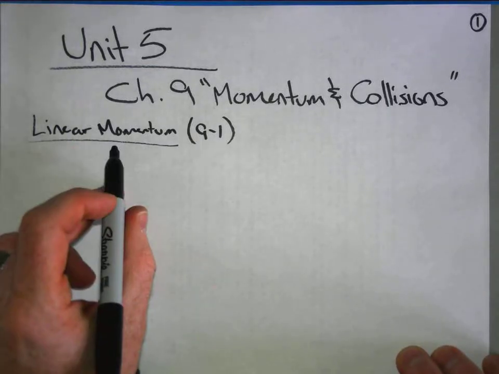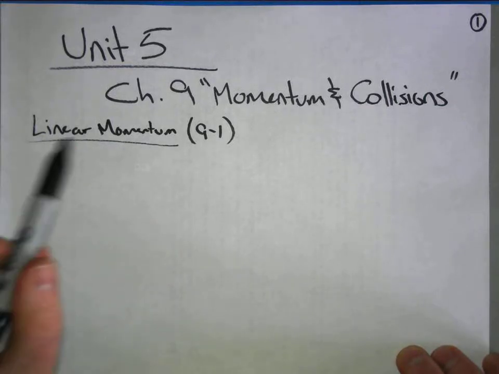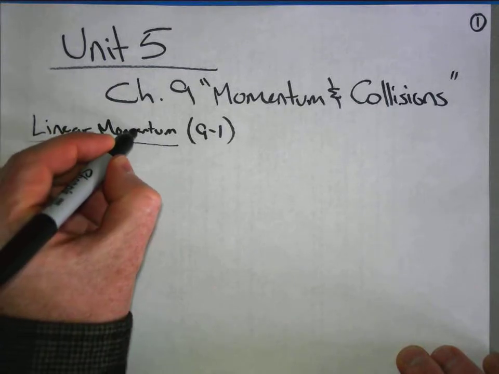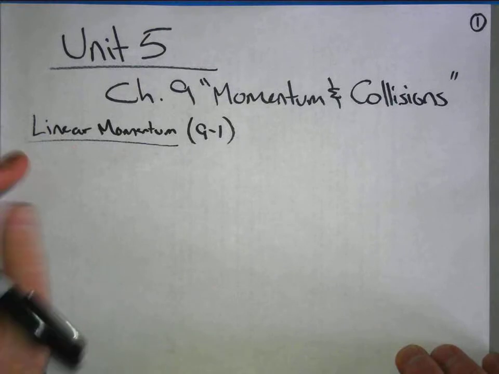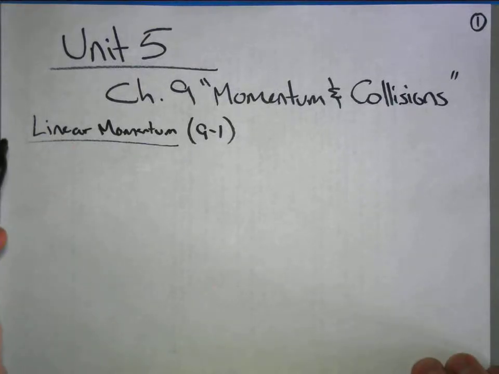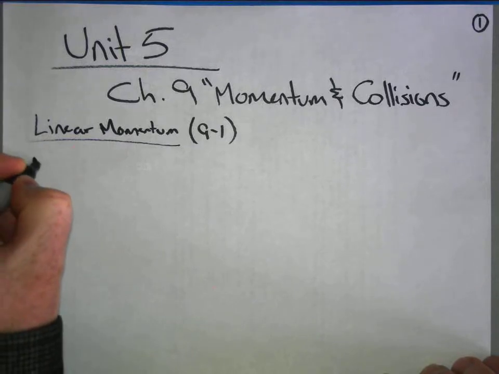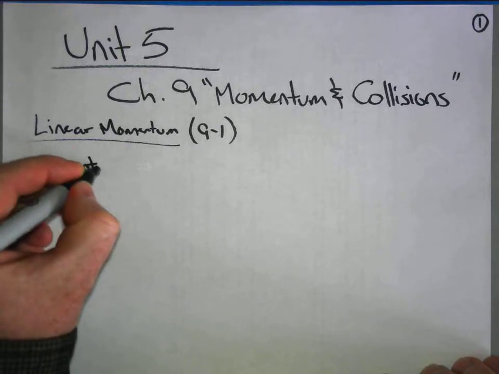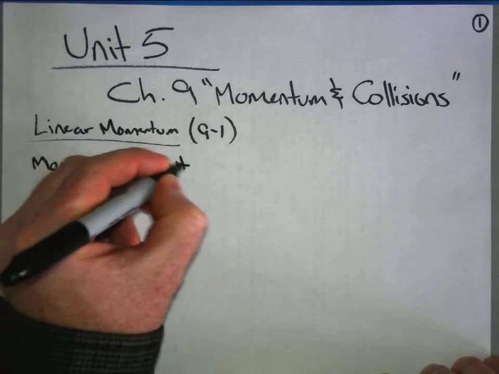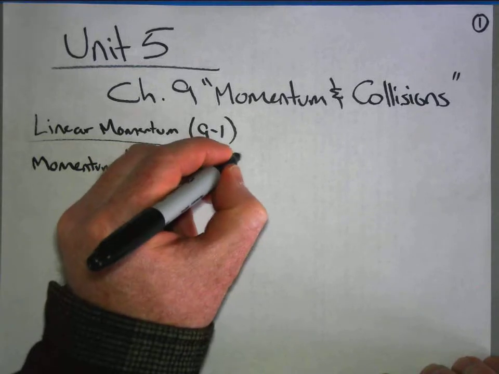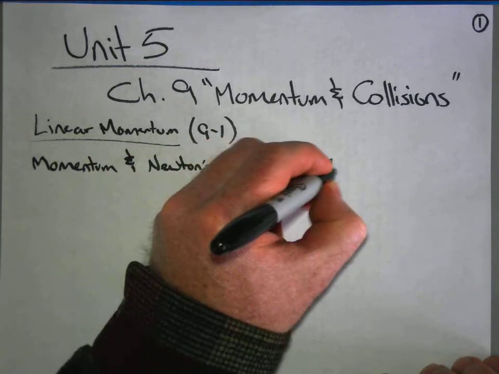What's important about linear momentum, not just how to calculate it and the mathematical relationships, but the fact that momentum is a vector, and its direction matters and has great significance for what we're going to be working on later in this unit. We're also going to look at how momentum is related to Newton's second law. That's going to be 9-2.